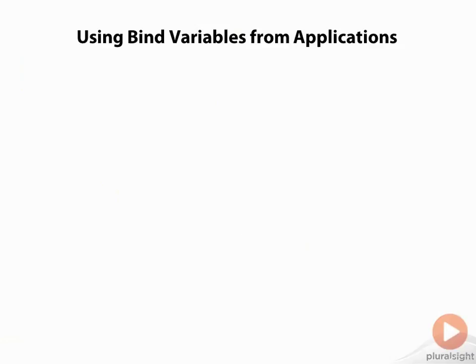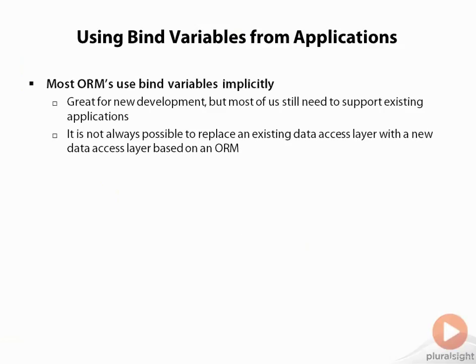There are a couple of final items that we need to cover. First, pretty much all of the major object relational mappers in use today already use bind variables implicitly. So if you are using Entity Framework or Hibernate, your application is already using bind variables and you should be in good shape. If you are using an ORM, you might be tempted to think that bind variables is a topic you don't need to worry about.